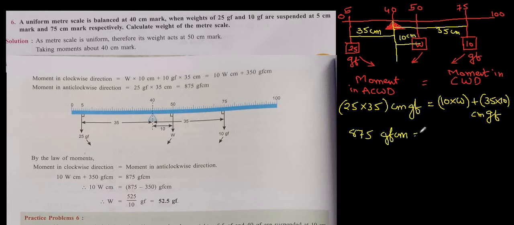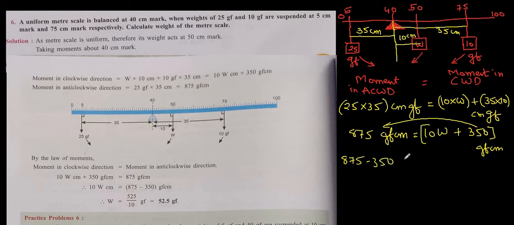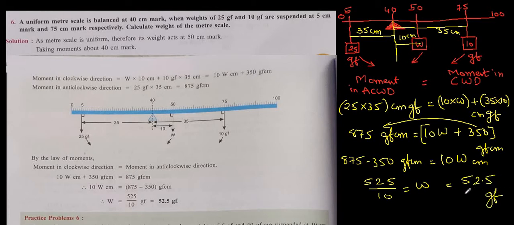So GF centimeter is equal to 10W plus 350 GF centimeter. Okay, 350 goes this side, so it becomes minus. So 875 minus 350 GF centimeter is equal to 10W centimeter. So here it comes up to 525 upon 10 is equal to W, which is equal to 2.5 GF. So I hope you understood the sum. This is the way we do question number 6.